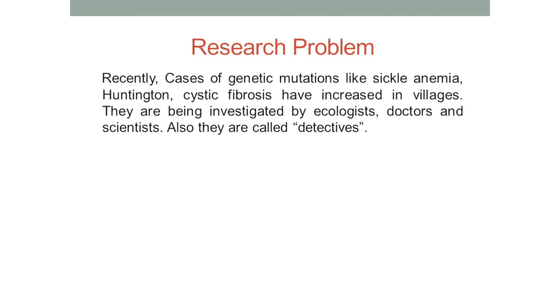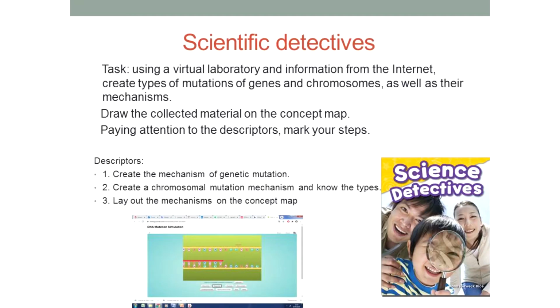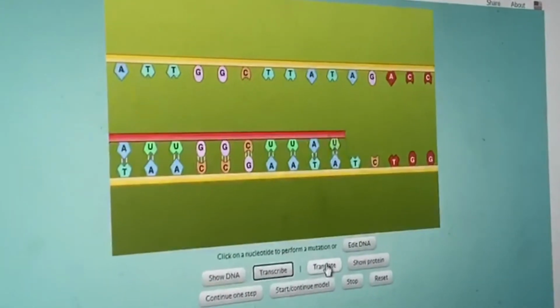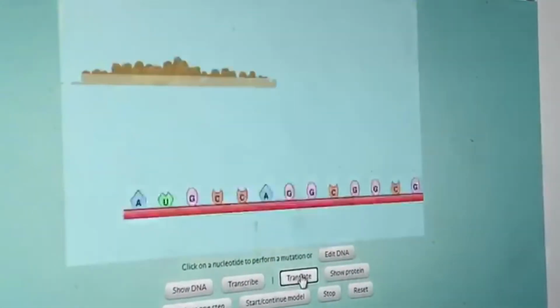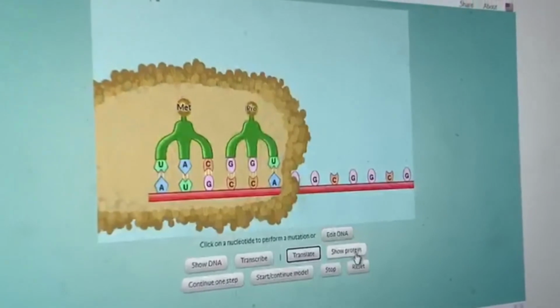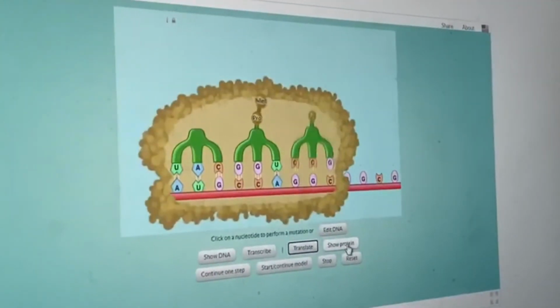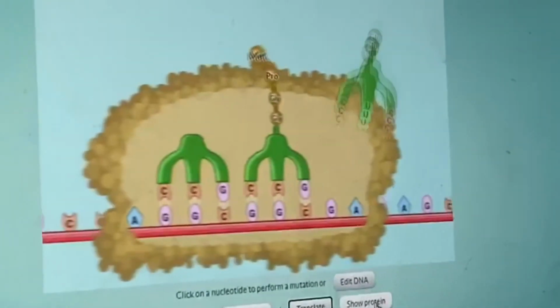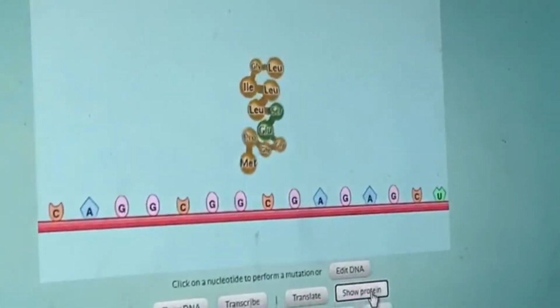The first group is called scientific detectives. They work with a virtual lab. Task: using a virtual laboratory and information from the internet, study the types of mutations of genes and chromosomes, as well as their mechanisms. Draw the collected material on a concept map. Paying attention to the descriptors, mark your steps.